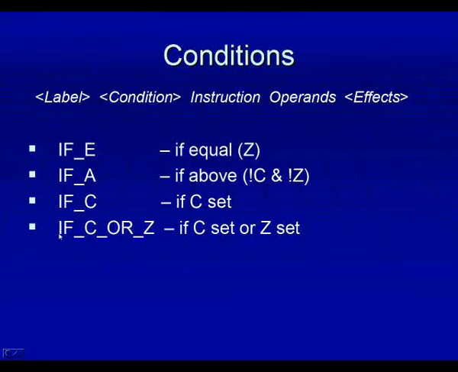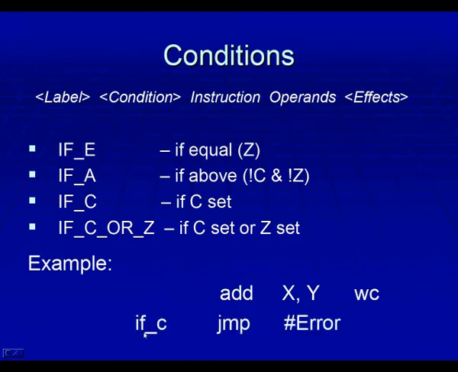So if we go back to our slide here, if we had that add x comma y and we write the C flag, later on we can put this if C in front of the jump, maybe a jump command. So let's say that in our case, if the C flag was set, it's some kind of an error. So logically, if C was set, I want to jump to some error routine.